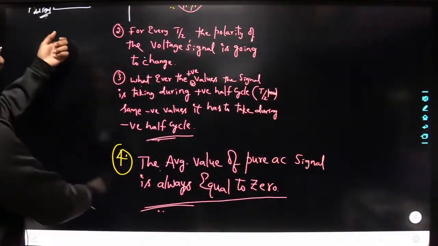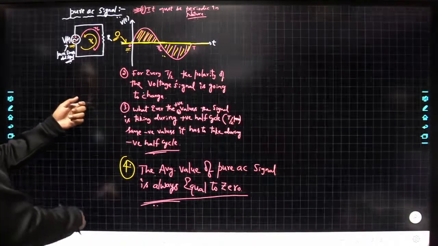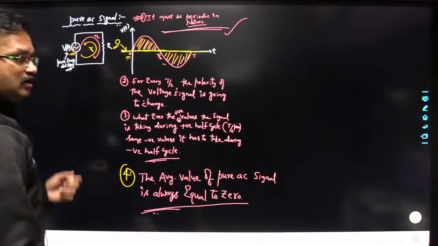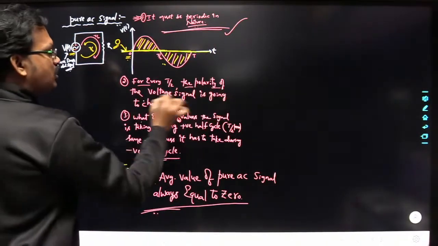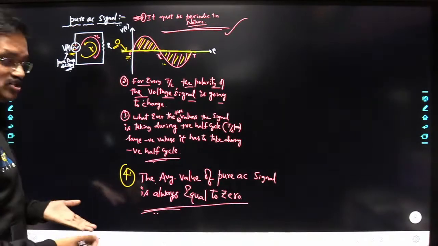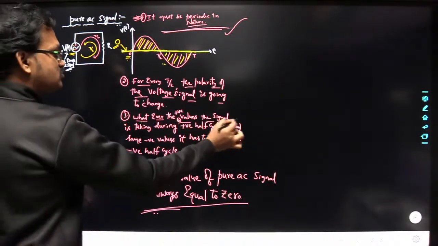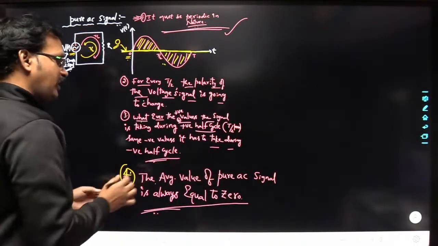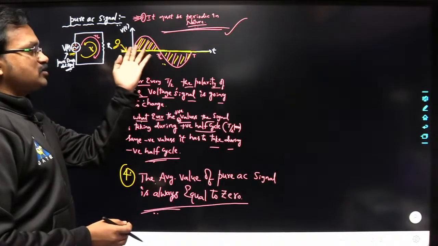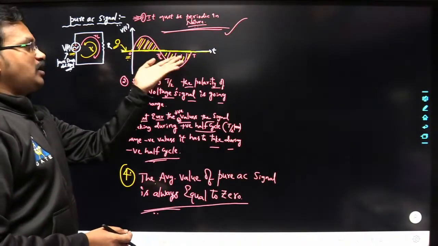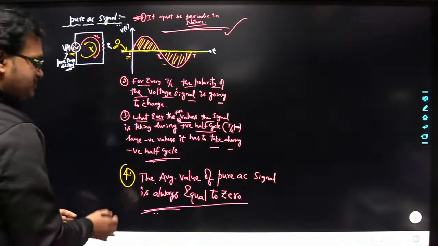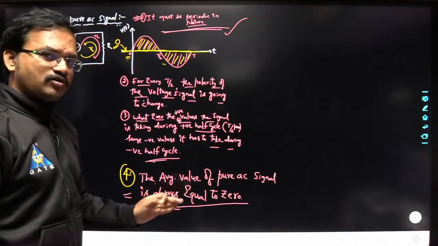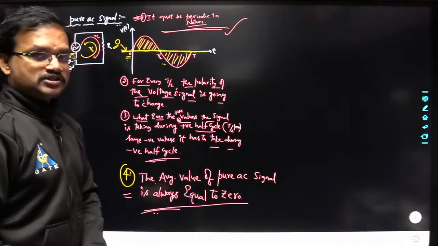So these are the things that a pure AC signal has to satisfy. What is the first point here? It must be periodic in nature. And what is the second point? For every T/2, the polarity of the voltage signal is going to change. And whatever the positive values the signal is taking during the positive half cycle, the same negative values it has to take during the negative half cycle. That means the shape during the positive half cycle must look similar to the shape during the negative half cycle. Okay. Next, fourth point, the average value of pure AC signal must be equal to 0.